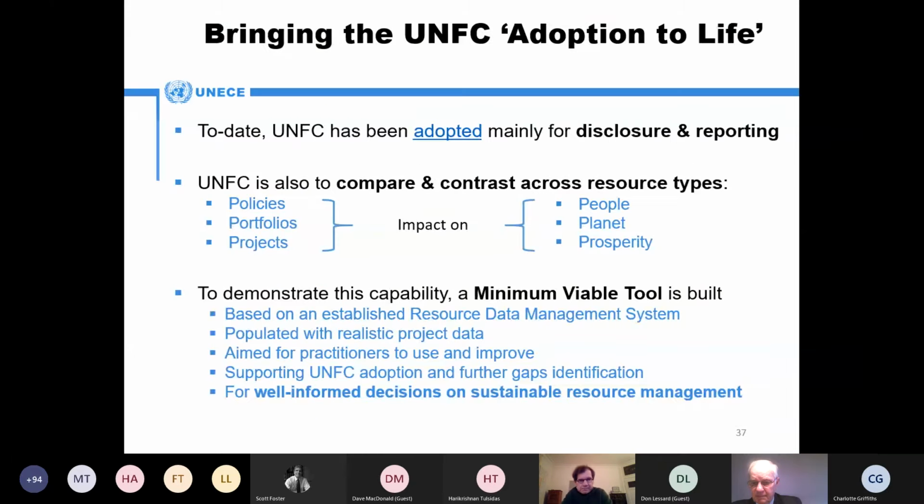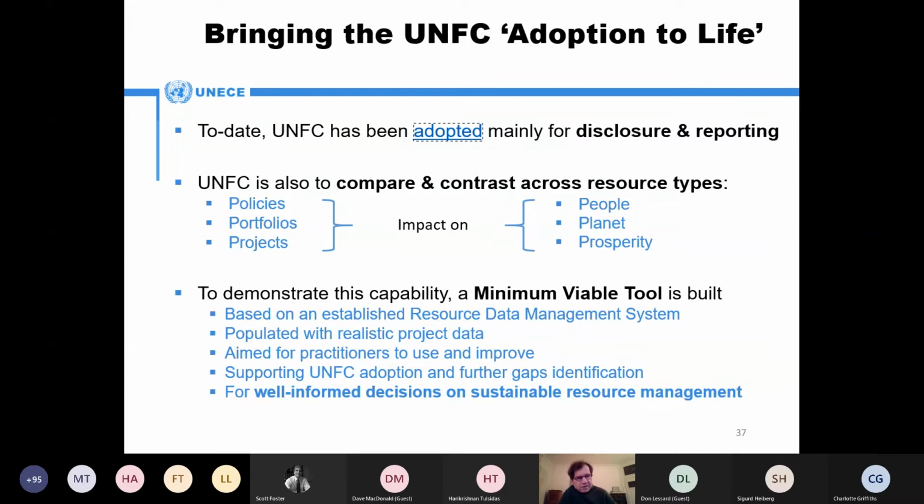Next slide, please. And so basically adopting the United Nations Framework Classification for Sustainable Development of Resources has already been done. It has been used primarily for disclosure and reporting of resource volumes. So the classification is already active. However, the UNFC can do much more. I particularly like the fact that it allows us to compare and contrast across different resource types. So whether you're on energy or on other resource volumes, anthropogenic, minerals, oil and gas, coal, nuclear, renewables, it is for all of those resource types. And if you have projects that you want to compare and contrast across these types, you can do that.